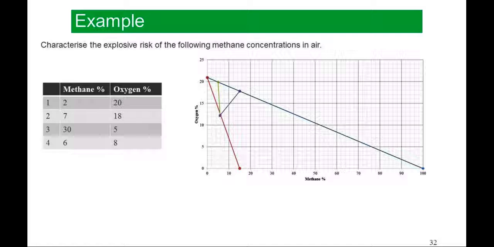All right, go back to this example. Let's plot the four scenarios of methane mixtures on this covert triangle. The first one is methane 2% and oxygen 20%. 2% is here, and 20% is here. If we plot that on this covert triangle, the point lies in the fuel-lean zone. It is not explosive unless you add more methane to it.